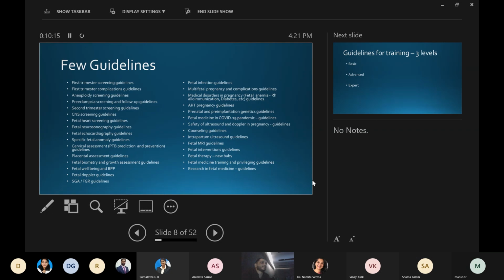Then intrapartum ultrasound, there are separate guidelines. Fetal MRI is no longer just doing an MRI of the maternal pelvis and saying this is the baby. It has become very dedicated and specific for the fetal brain. You have a separate protocol for the fetal heart. You have separate protocols. So we'll go through those guidelines later sometime.